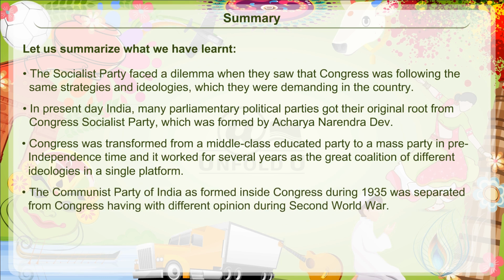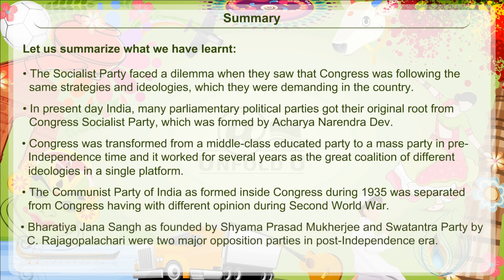The Communist Party of India, formed inside Congress during 1935, separated from Congress, having a different opinion during the Second World War. Bharatiya Jana Sangh, founded by Shyama Prasad Mukherjee, and Swatantrata Party, by C. Rajagopalachari, were two major opposition parties in the post-independence era.